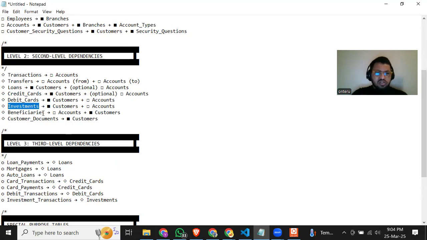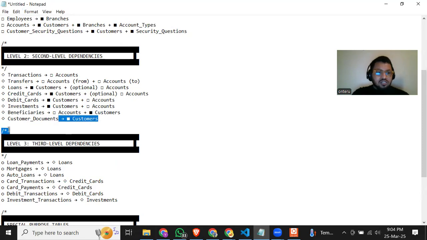And beneficiaries. This is not really important, so I'm not explaining this beneficiary table. I didn't work on anything with this beneficiary. If I have really useful use cases for this table, I'm going to use it also. Right now, just leave it simple.